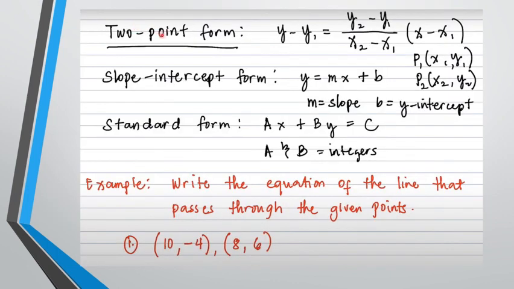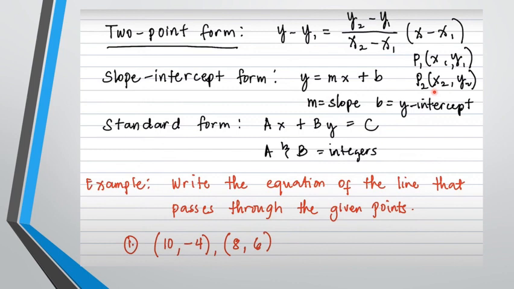The formula for the two-point form is y minus y sub 1 equals y sub 2 minus y sub 1 all over x sub 2 minus x sub 1, times x minus x sub 1. The x sub 1, y sub 1 is the coordinate of the first point, and x sub 2, y sub 2 is the coordinate of the second point. Meaning we will use the two-point form when the given is two points.